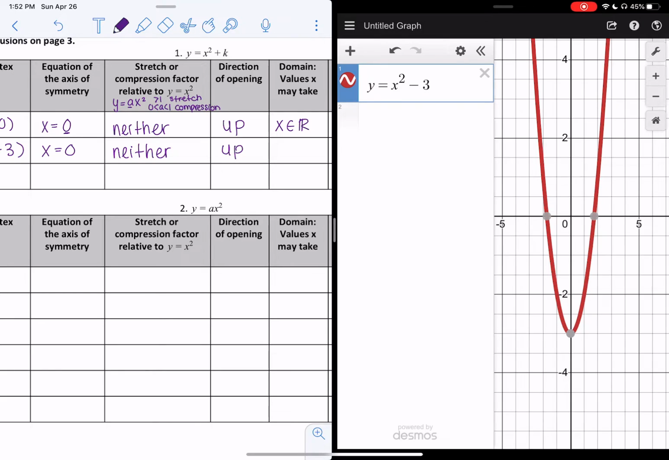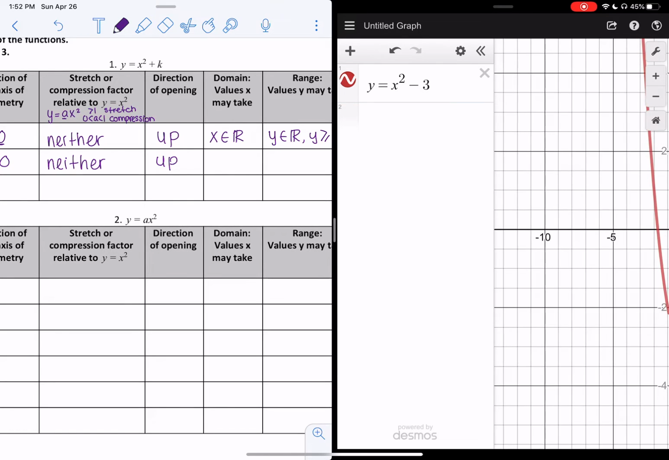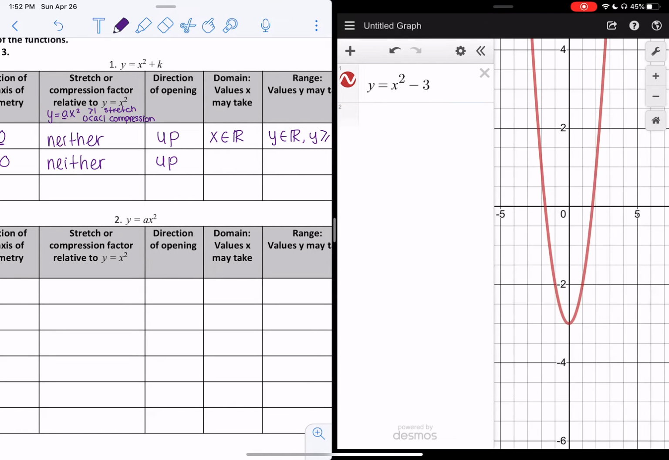Now my domain. Is there anything that's going to stop x? So I look horizontally, nothing happening over here, nothing happening over here. So there's nothing that's going to stop my x values. So we just write x is an element of real numbers.